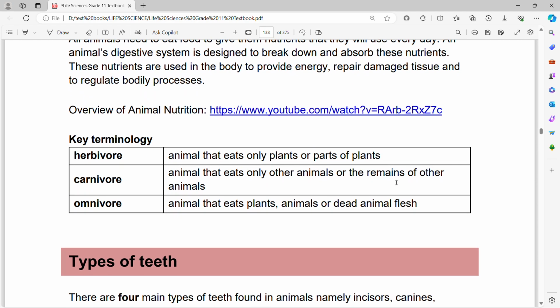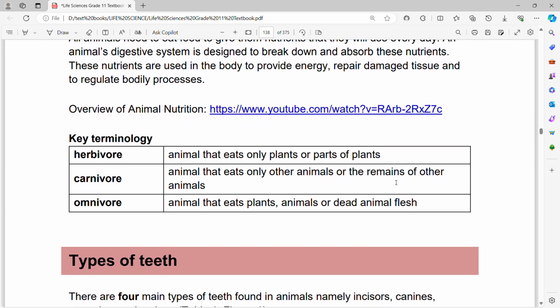Before we move on, something we have in the digestive system, sorry, in the human body, is your teeth. Teeth will help break down our food so that we can obtain energy from them, right?